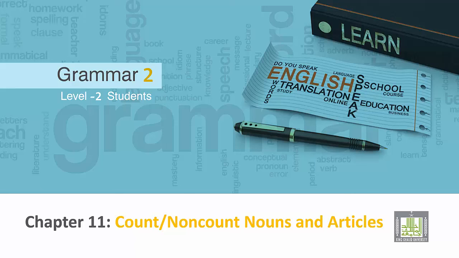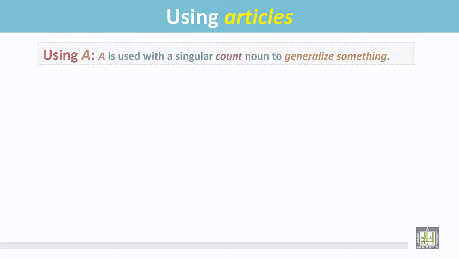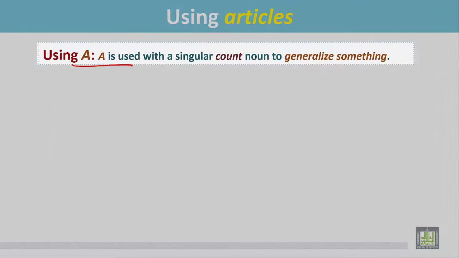Grammar 2 for Level 2 students. Chapter 11. Count or non-count nouns and articles. Using articles. A is used with a singular count noun to generalize something.